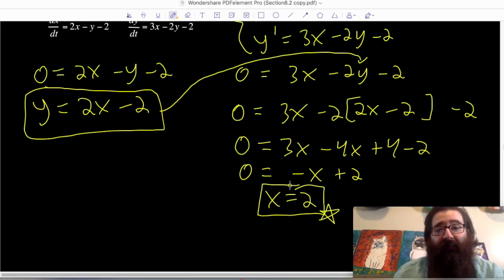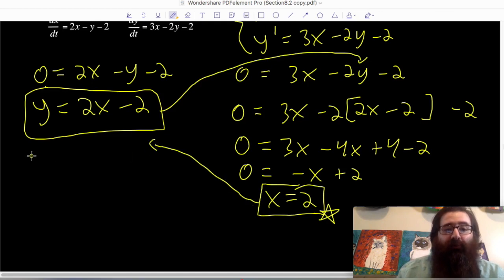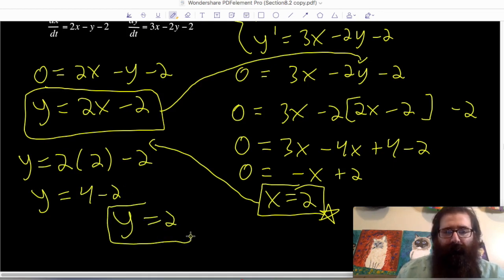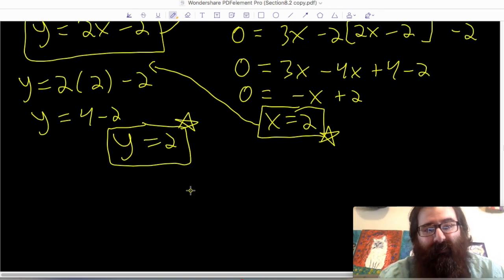Since I have x, now I can find y just by plugging into the substitution statement. So y is equal to 2 times x minus 2, but I know that x is 2. So here we get y is equal to 4 minus 2, or just that y is equal to 2. So now we know where the critical point is.